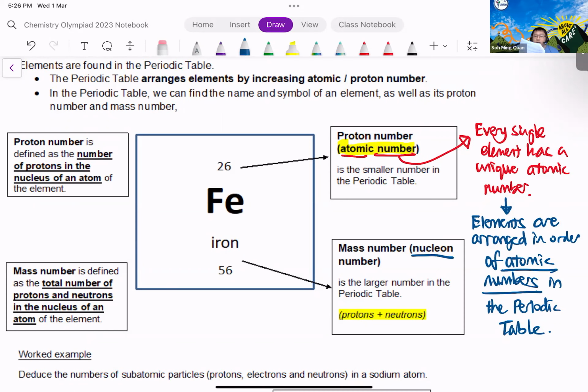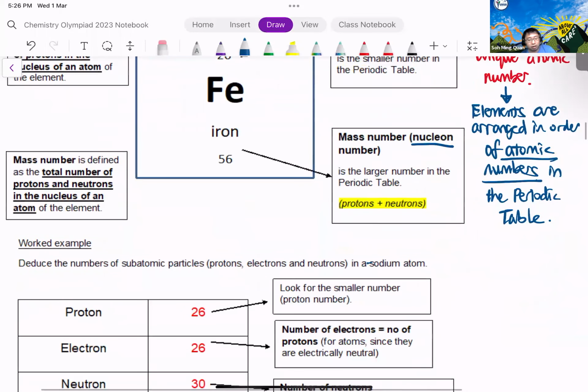So I'm sure the next example you are familiar with. Unfortunately, there's a typo. It's not sodium atom, it's iron atom. This is iron. So in iron, you have 26 protons because the proton number is 26. If you have 26 protons, you must also have 26 electrons, because in an atom they must be the same number, because atoms are electrically neutral.